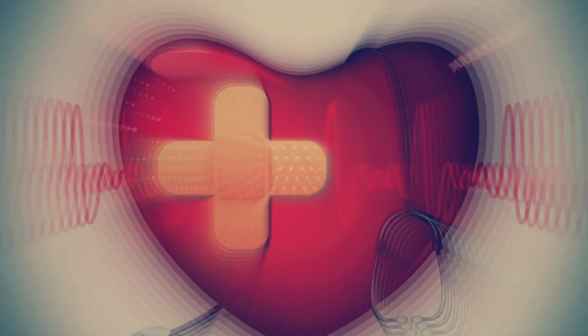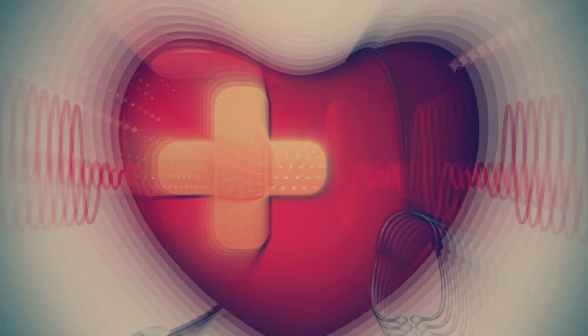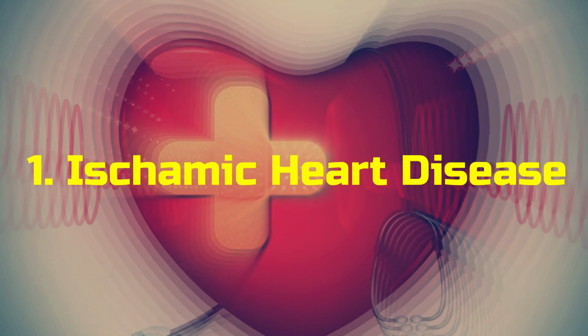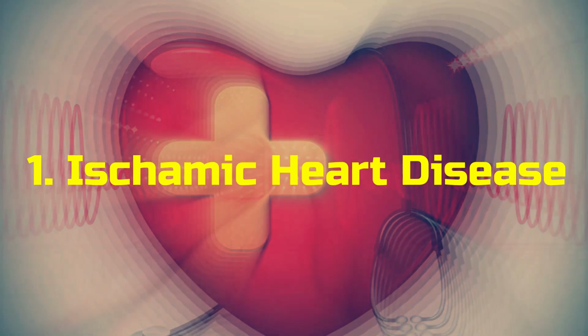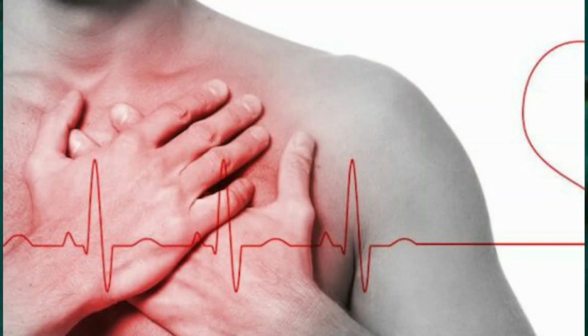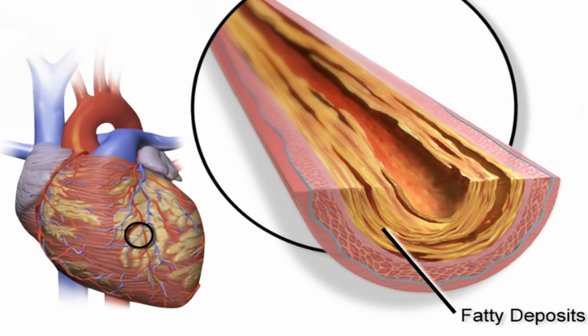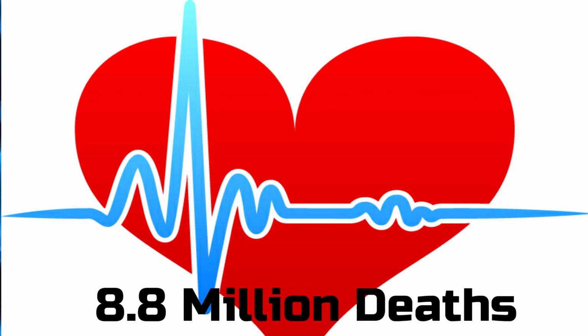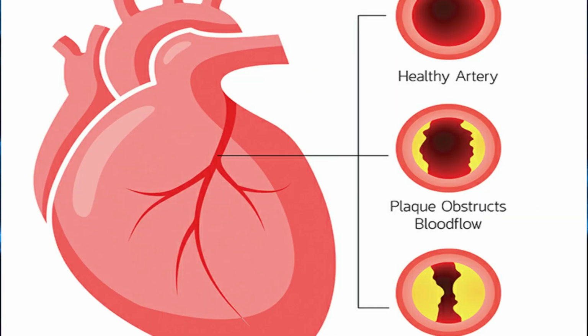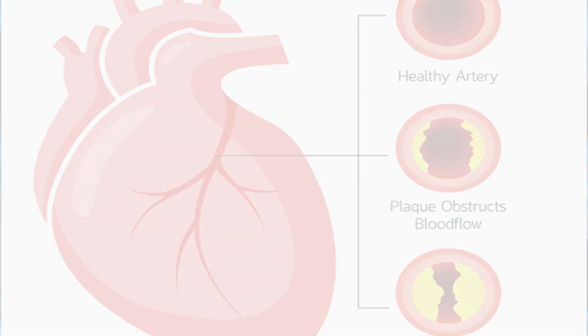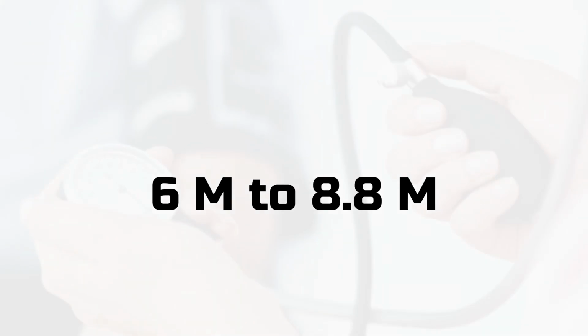Now it's time for number 1. The most dangerous disease in this whole world is ischemic heart disease, or coronary artery disease. It is a condition of recurring chest pain or discomfort that occurs when a part of the heart does not receive enough blood. This condition occurs most often during exertion or excitement when the heart requires greater blood flow. It took almost 8.8 million deaths worldwide in 2015, and 15.5% of deaths are due to this particular disease. It has increased from 6 million to 8.8 million from 2000 to 2015.